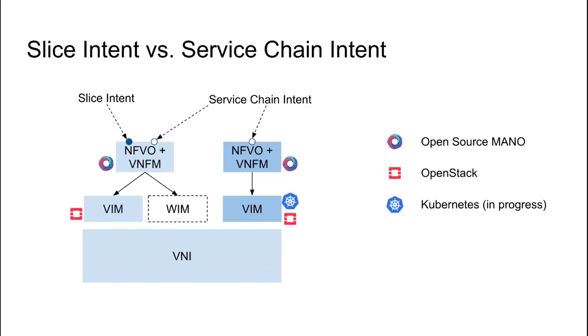You see that the WIM, the Wide Area Network Infrastructure Manager, is dashed because this is also something that's still missing, that we are still working on. And on top of that, we need, of course, an orchestrator, and we use Open Source MANO as an NFV-enabled orchestrator for doing this. Those are basically the platforms that we are using to run our demonstration.